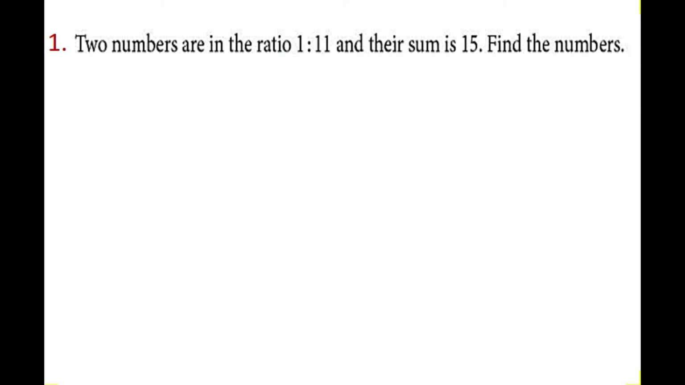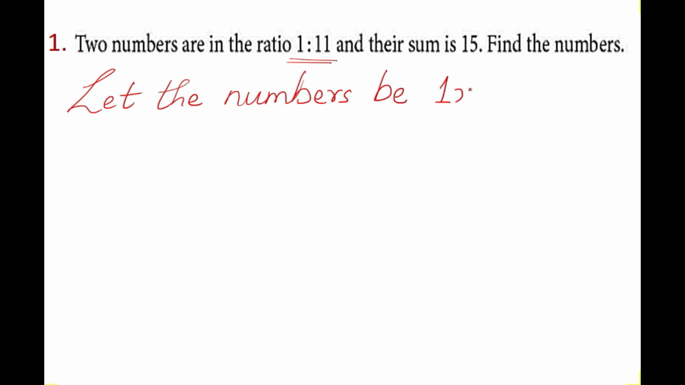Question 1. Two numbers are in the ratio 1:11 and their sum is 15. Find the numbers. Now when you have a ratio given here, like 1:11, the ratio in which the number is divided, you can start by assuming, let the numbers be 1x and 11x. So this is where you start. The two numbers, let the two numbers be 1x and 11x.